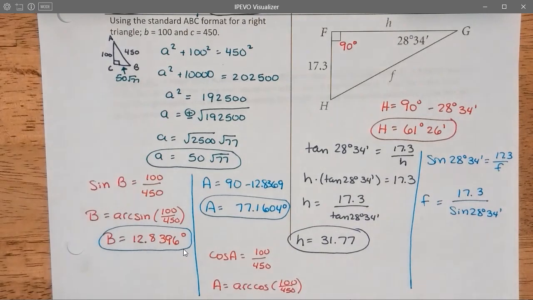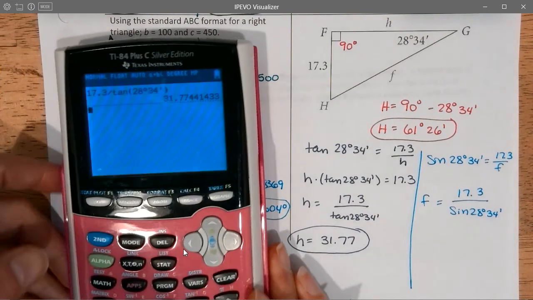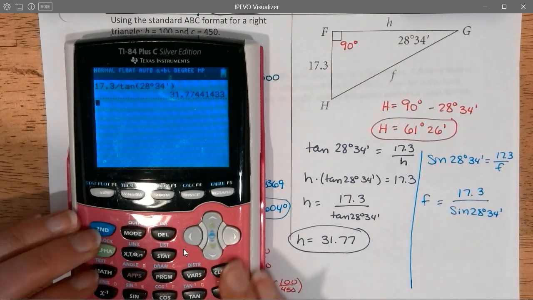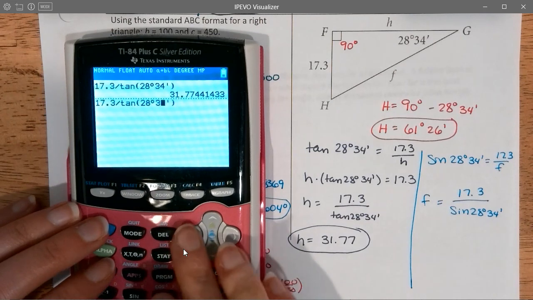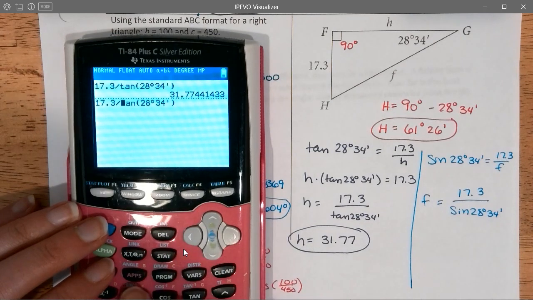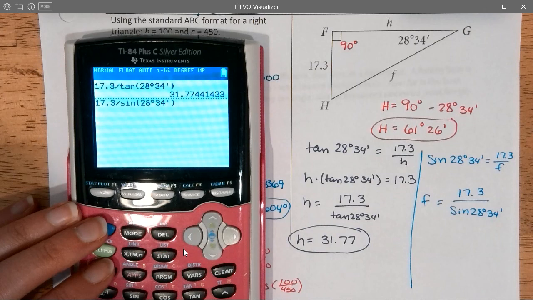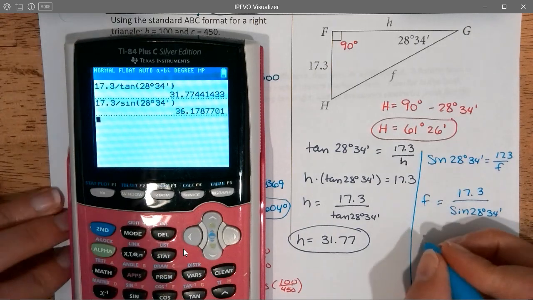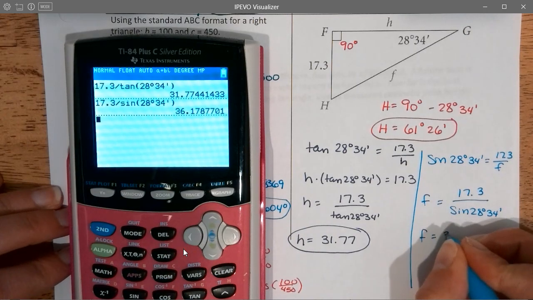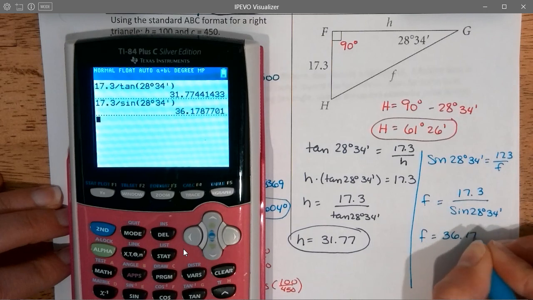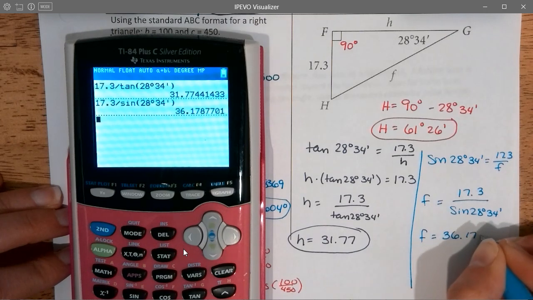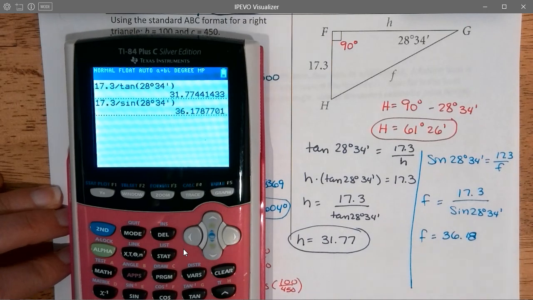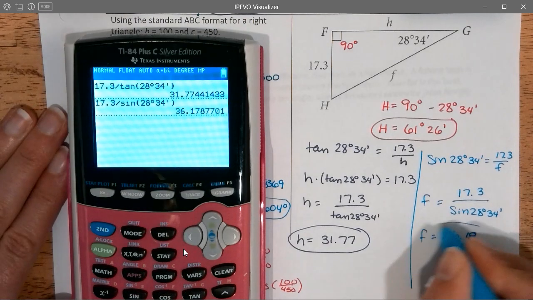Okay. I already have something similar typed in my calculator, so if I go back up there, all I need to do is change that tangent function from the previous one to the sine function, and I can hit enter on that. And so f is 36.18. And I have all parts of my triangle solved for.